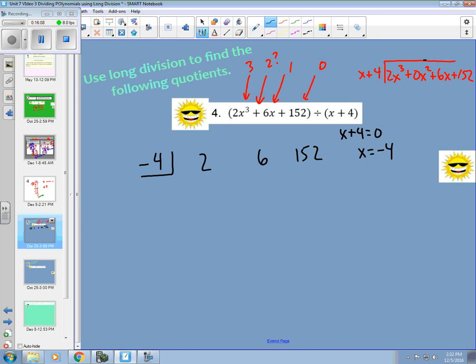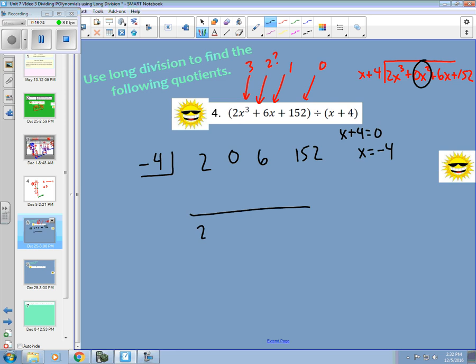Same as with long division, you have to put a 0 in here for the missing degree of x squared, or it won't work. So you always have to fill in any missing one with a 0. Okay, if we continue this problem now, we should be able to get the answer.